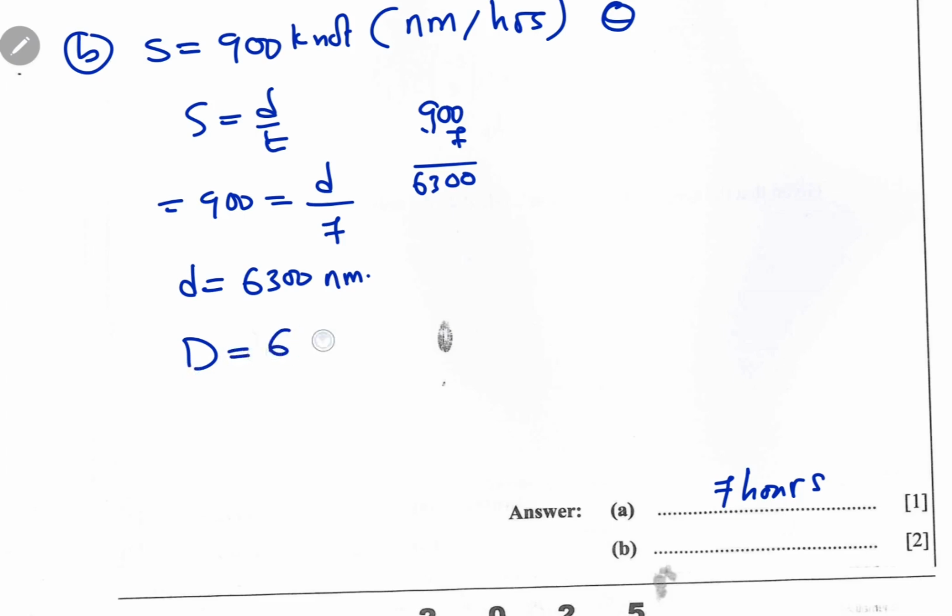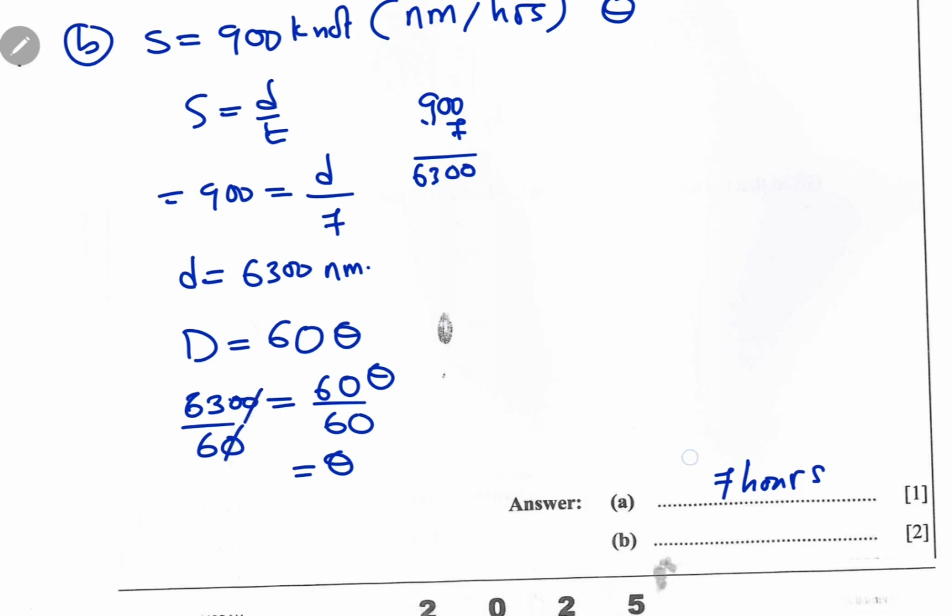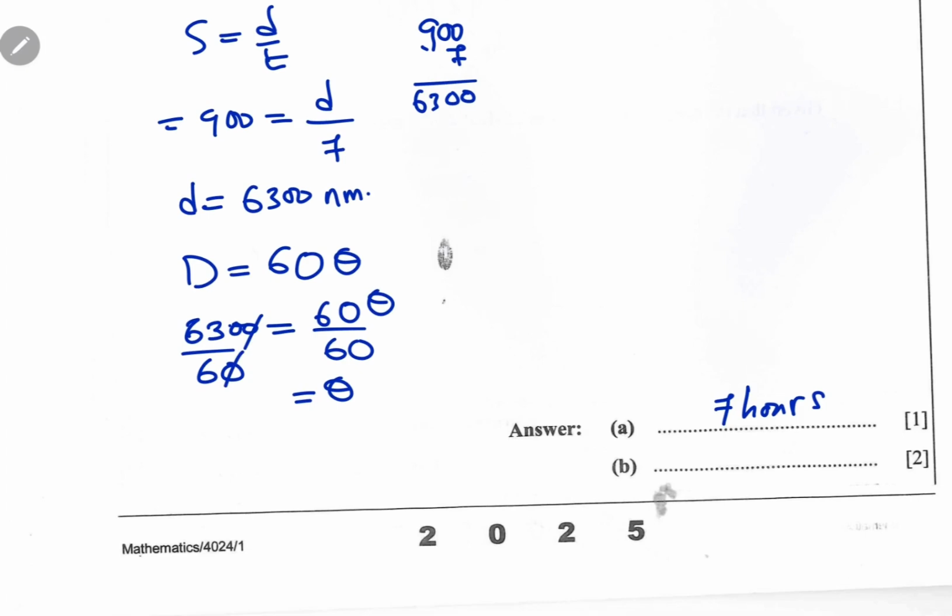Now that we have the distance, we can find theta by using distance is equal to 60 theta. So we put the distance, 6,300 nautical miles, equal to 60 theta. Divide by 60 on both sides. So theta therefore is equal to 105 degrees. Confirm. So that is how you answer this question. I guess you followed the procedure.